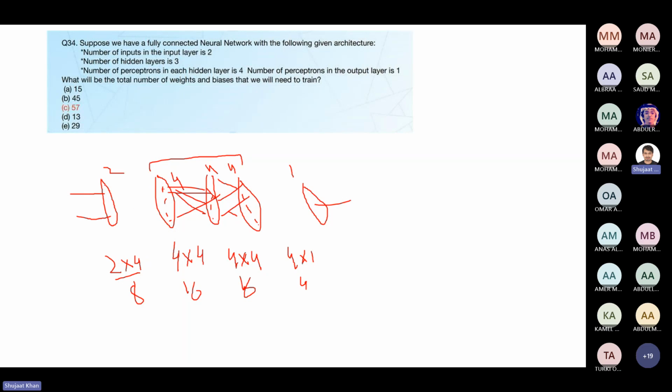Now, in each layer, there will be some bias as well.